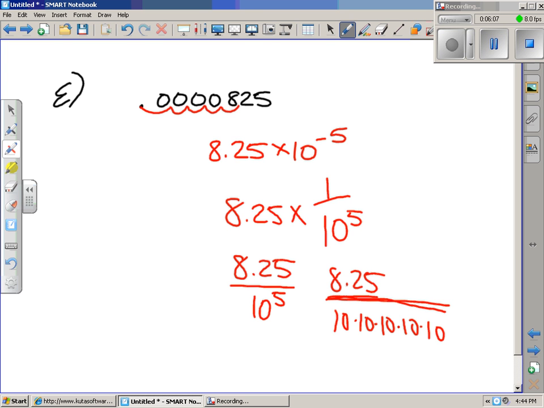And hopefully you all know from doing math problems up until this point in your life that when you divide by 10, the decimal is moved to the left, and when you multiply by 10, the decimal is moved to the right.